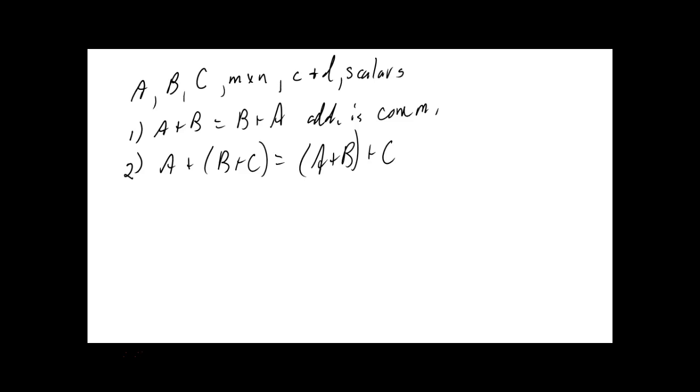So basically, it doesn't matter what order you have. As long as they're the same size, that's certainly true. So this is the associative property of matrix addition. This is a commutative property. This is associative property.